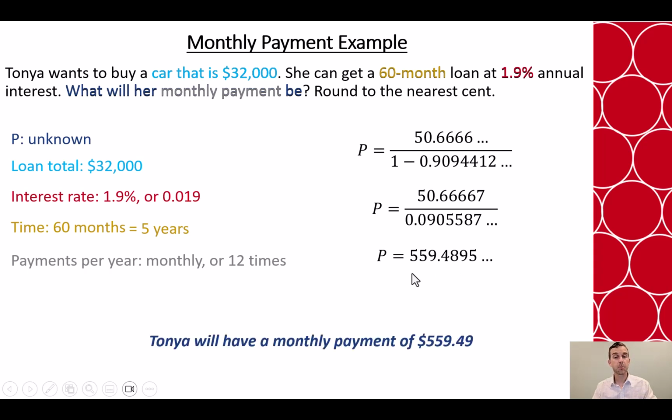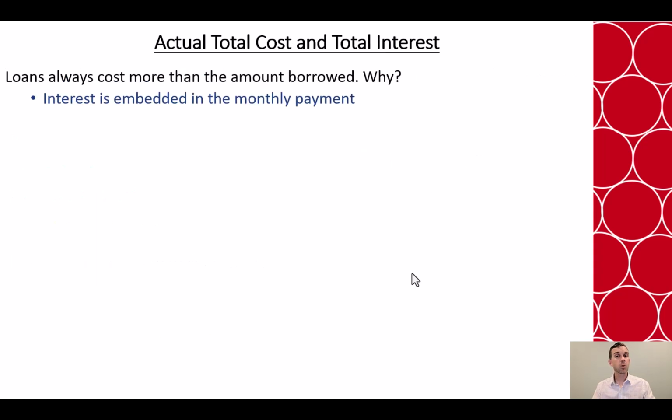So Tanya will have a monthly payment of $559.49. Now, it's important to recognize that when we take a loan, we will end up paying more than the amount we borrowed, because you're paying both what you borrowed plus the interest that you're using to borrow that money. And the interest is going to be embedded in your monthly payments. So that's important to recognize.